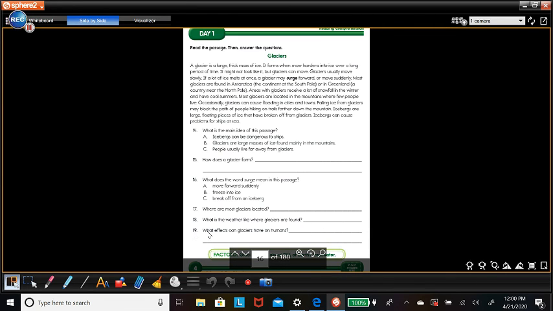Question 19. What effects can glaciers have on humans? This line is a little long. Maybe you can fit your answer there, or just fit it on the separate piece of paper.